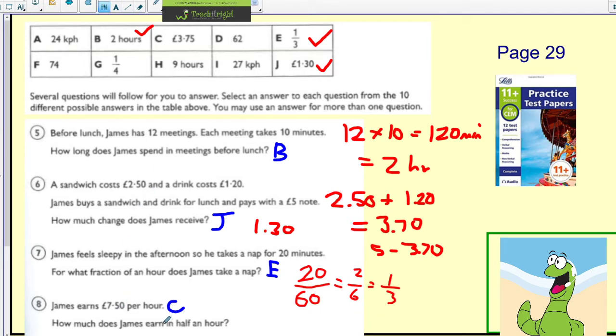Right, James earns £7.50 an hour. How much does he earn in half an hour? So we want to know half that time. I know that half is divided by 2, so I'm just going to do £7.50 divided by 2. 2's into 7 go 3 times, remainder 1. Put the decimal in the same place. 2's into 15 go 7, remainder 1. And 2's into 10 go 5. So he earns £3.75. Which, if I'm not mistaken, there you go, is C.